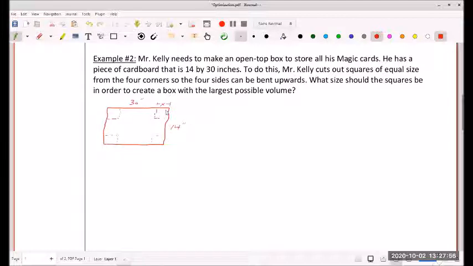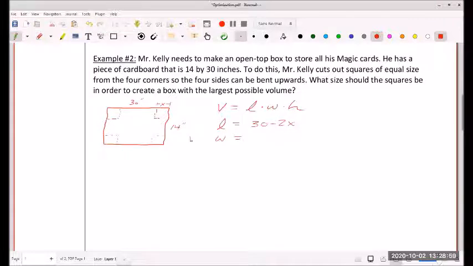Okay, so what we need to do then is we'll first find the volume. So the volume here is the length times the width times the height. Okay, so there are too many variables here we need to get rid of. We need to get all these down into terms of one variable, that x. So let's look at the length. The length of the box, once we fold these corners up, is going to be this 30 inches minus 2x. So that's 30 minus 2x.